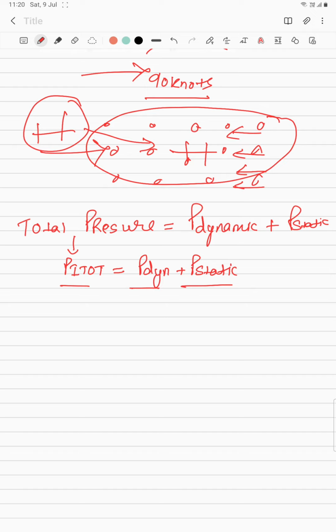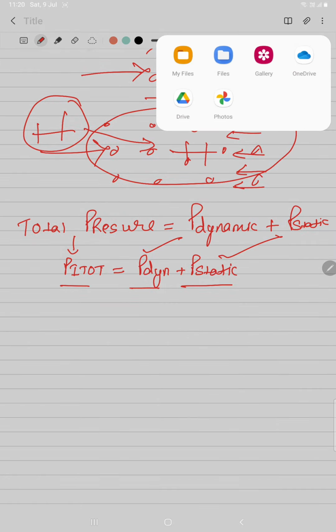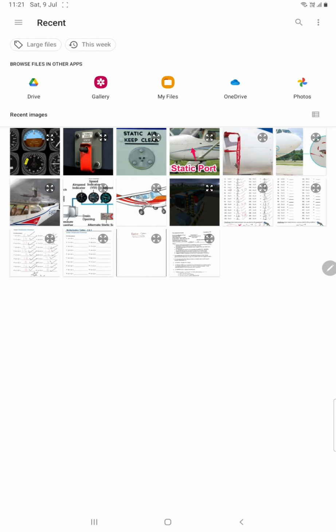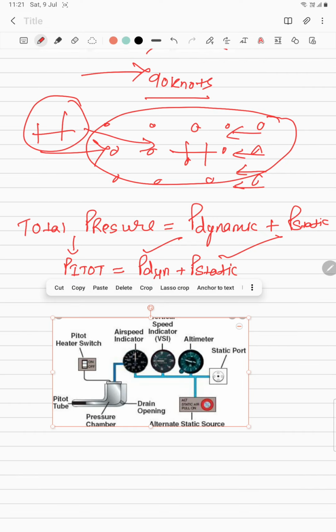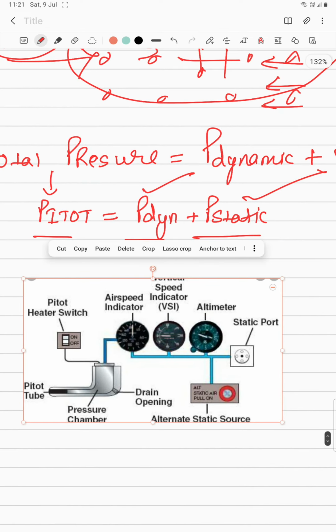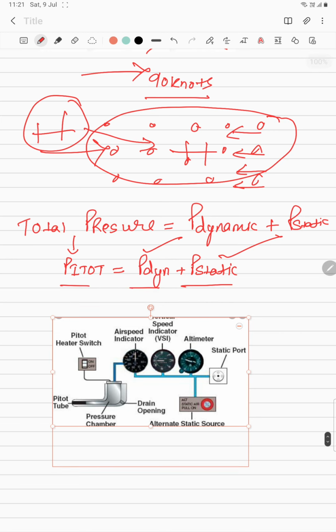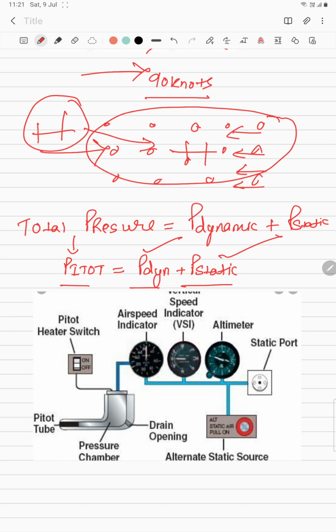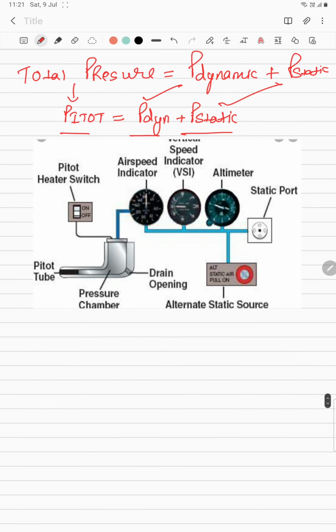Now let us talk about which instrument uses what pressure, because some instruments use dynamic pressure and some use static pressure. So I'm going to pull up a picture for better understanding. Guys, have a look here. Now we will understand which instrument uses which pressure for its working. In this picture you can see that this is your pitot tube. Now we will discuss in detail the pitot tube and the static port.